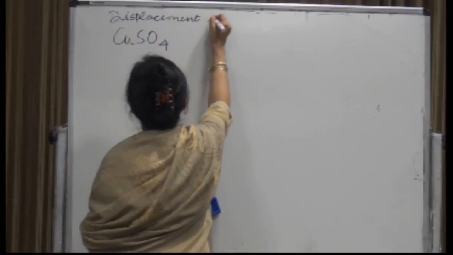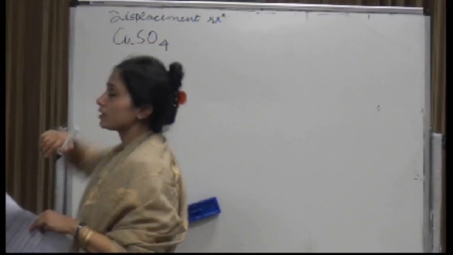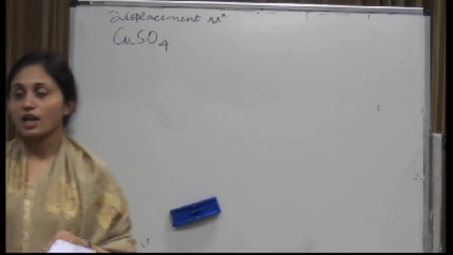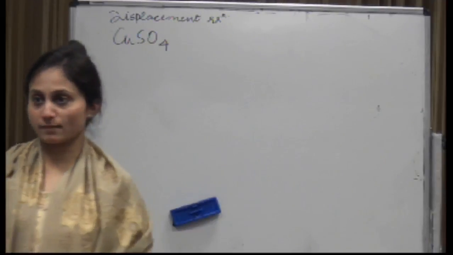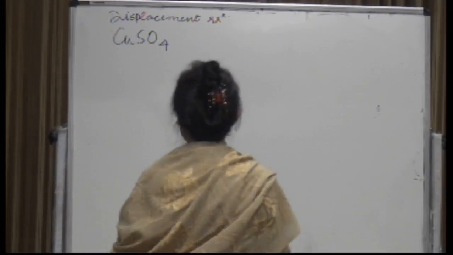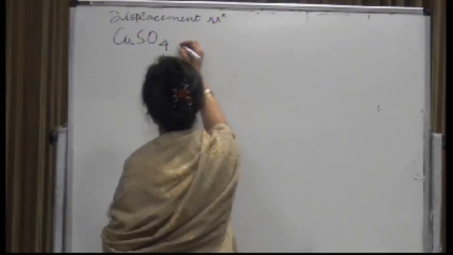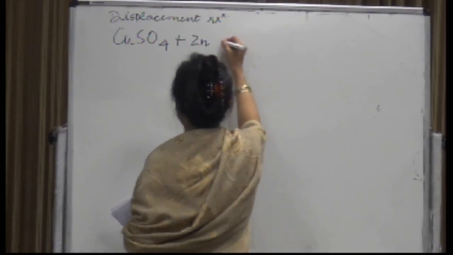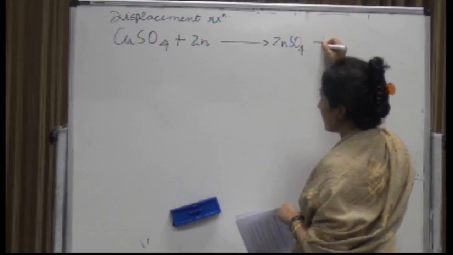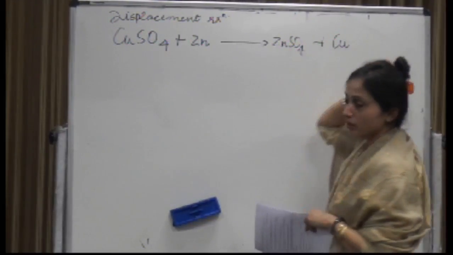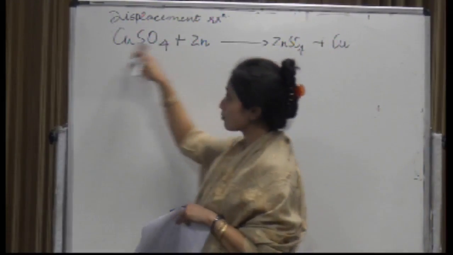I am talking about now displacement reaction. In displacement reactions also you have two types. One is the metal displacement reaction, another is the non-metal displacement reaction. Now in displacement reaction you talk about copper sulfate and I did talk about zinc. So this will give you ZnSO4 plus copper. Alright, why? Because zinc is more reactive than copper.